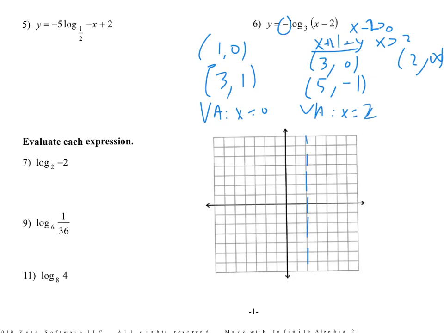So I'll draw that one there. And my points will be at (3, 0) and (5, negative 1). And then I'll just draw my graph here. It looks like it's approaching the asymptote going up.